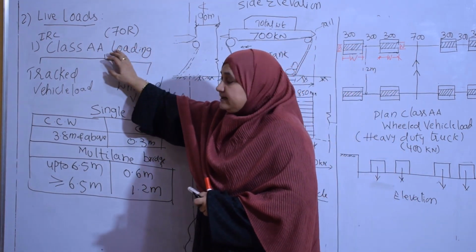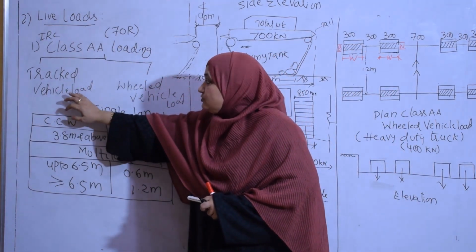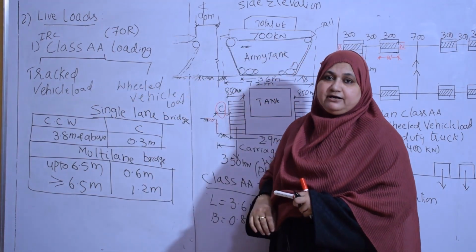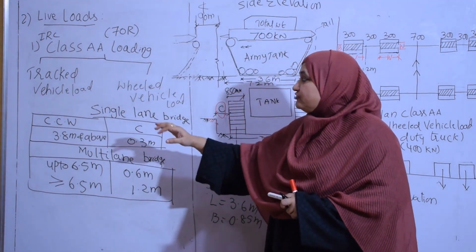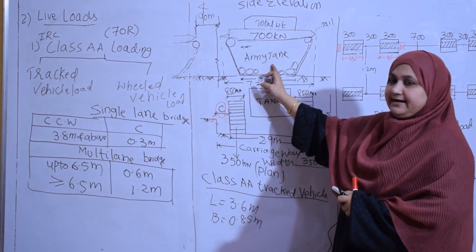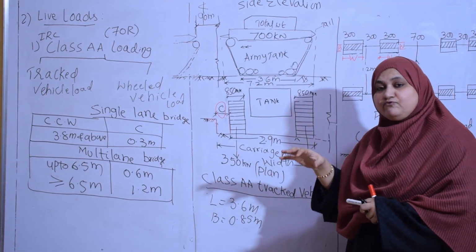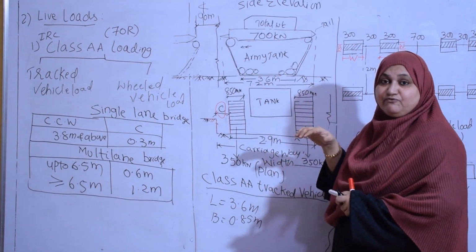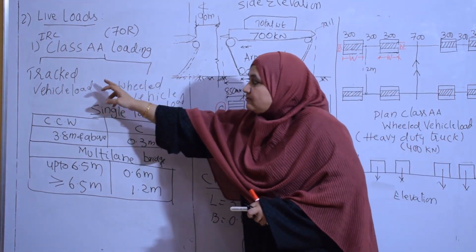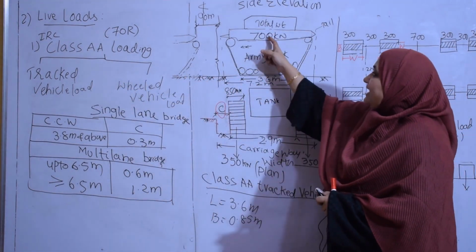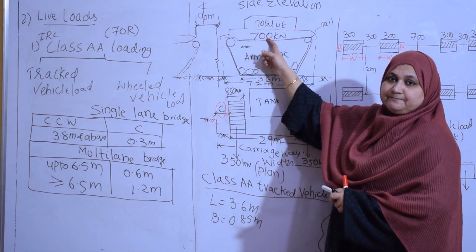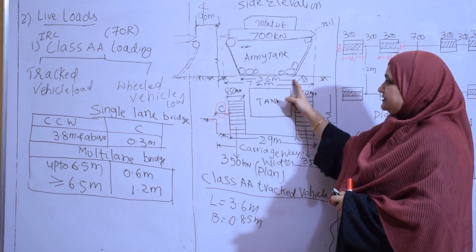Class AA loading is again classified into tracked vehicle load and wheeled vehicle load. The example of tracked vehicle load is an army tank. It will not move on wheels, it moves on tracks. That's why it's called a tracked vehicle. The tank weight is 700 kilonewton. The length of the track is 3.6 meters.